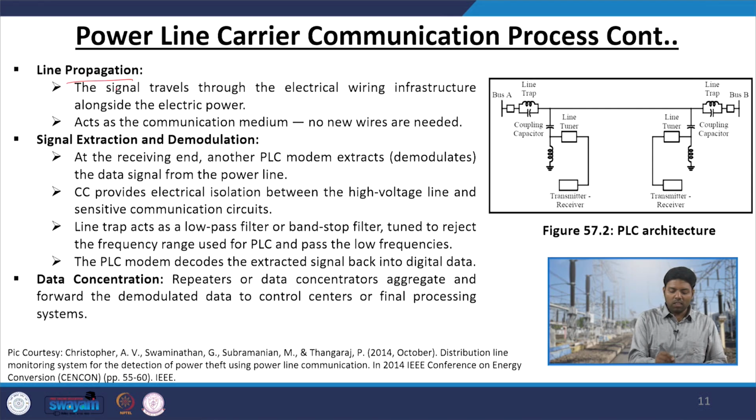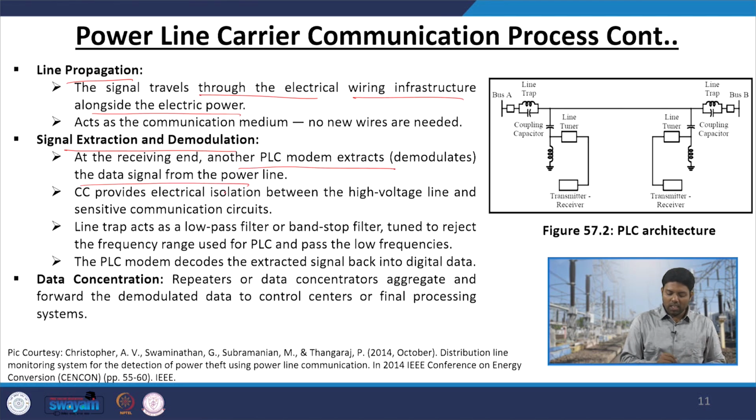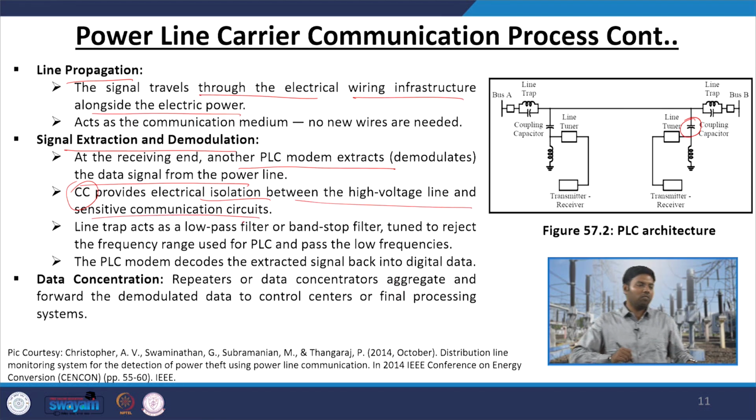Then line propagation: the signal travels through the electrical wiring infrastructure alongside the electrical power. So, with the power, this will be sent to the receiver. Then signal extraction and demodulation. At the receiving end, another PLC modem extracts the data signal from the power line. You have that coupling capacitor on this side as well. It provides electrical isolation between the high voltage line and the sensitive communication infrastructure, because your communication signal power is very low compared to your actual power system power.